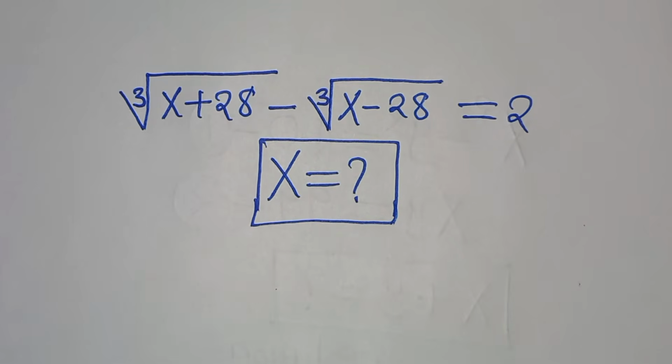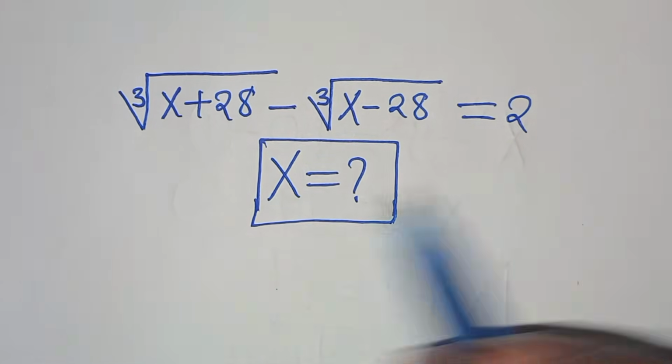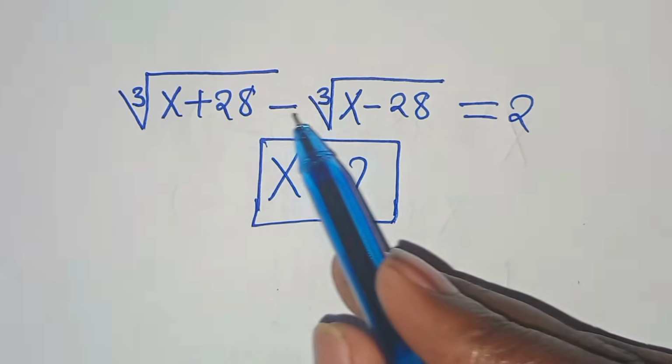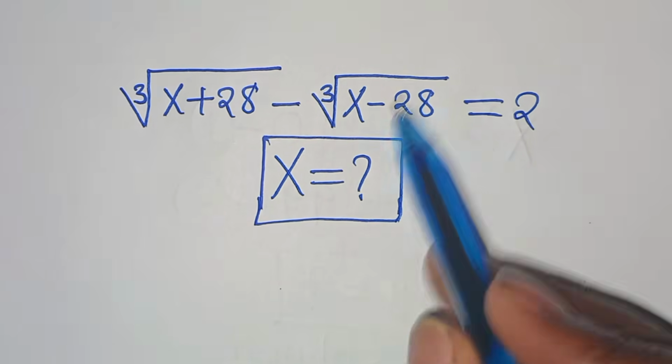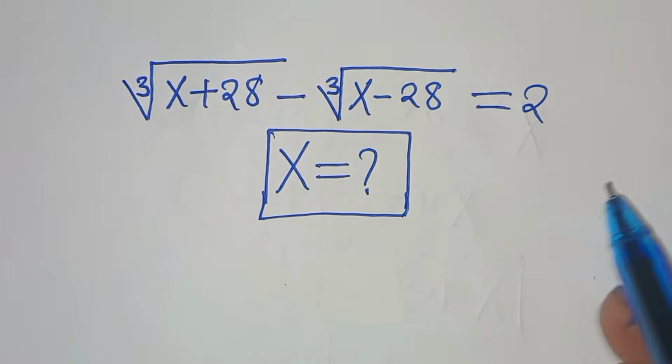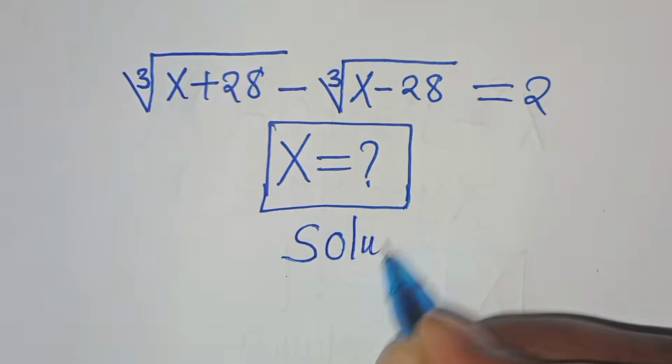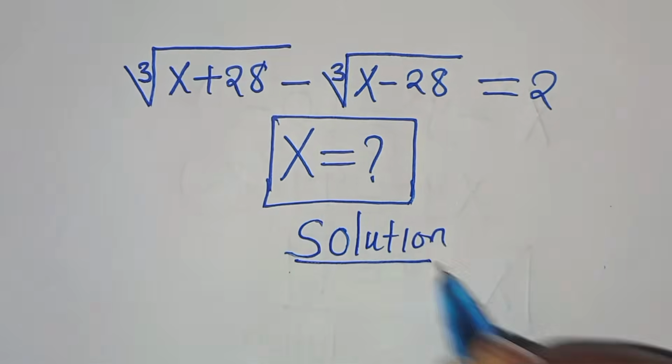Hello everyone, you're welcome to solve this nice math problem, which is the cube root of x plus 28 minus the cube root of x minus 28. This is equal to 2. So what are the values of x? Now let's provide a solution from here.